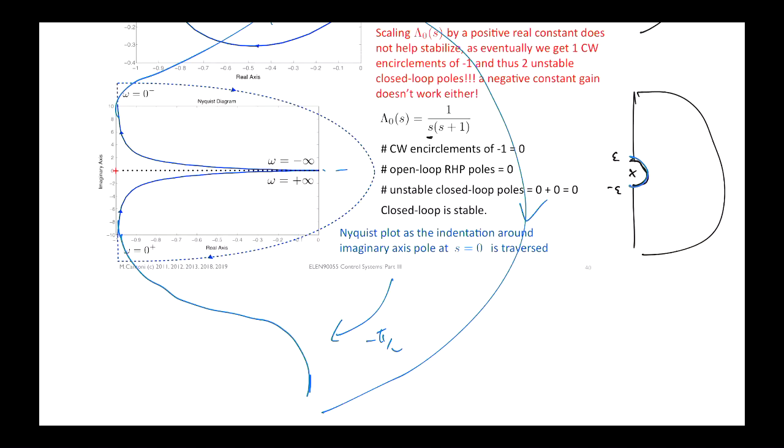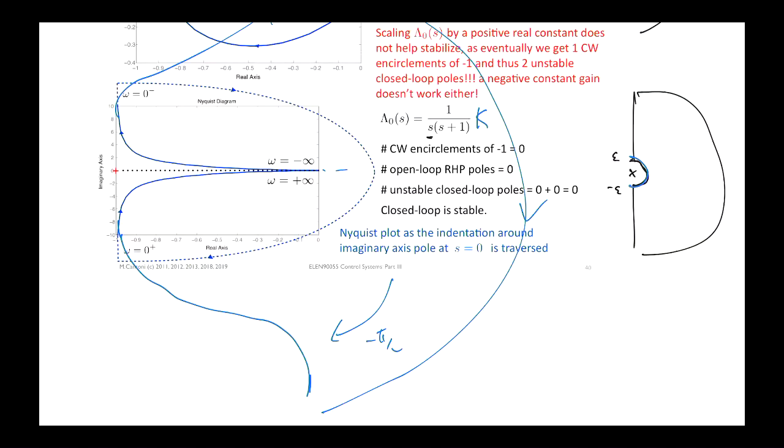If we scale this by a constant k, okay, what's going to happen? Well, in terms of the number of encirclements of the critical point, that won't change, right? Because this point is at 0 and we can scale 0 by however much we like. It'll stay at 0. Okay? These points will get extended along the rays, but you'll still never encircle the critical point. So I can scale the gain up of this as much as I like.